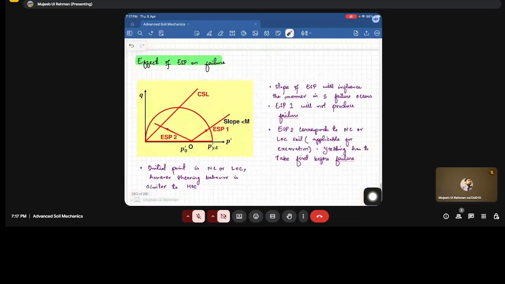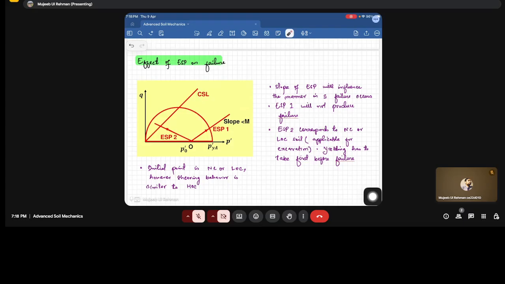Now, the effect of the effective stress path on failure. For example, if we have this ESP, effective stress path, and we know that the slope of the CSL is given by M, and if the slope of this ESP, effective stress path, is less than M, we can see the soil will not reach failure. It will not touch the critical state line. So the slope of ESP will influence the manner in which the failure occurs. ESP1 will not produce failure because it's not going to touch the critical state line.